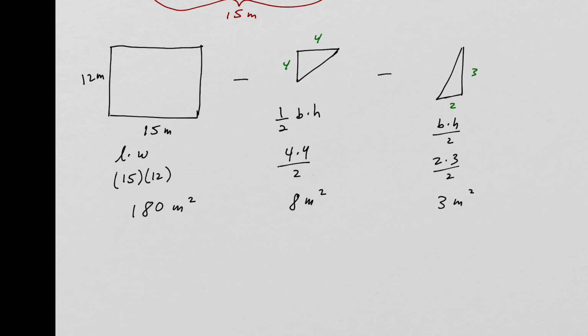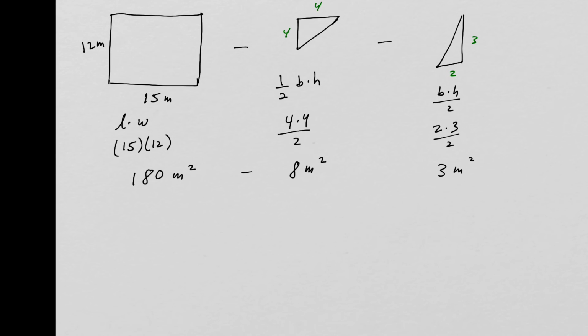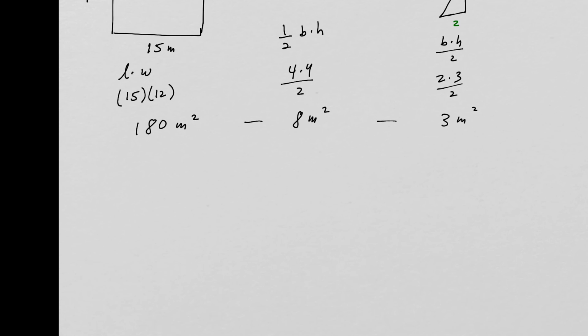So I start with 180, then I need to subtract the 8 meters squared, and then subtract the 3 meters squared. And what I have left over must be the shaded region. So 180 minus 8 minus 3. We can do this left to right. 180 minus 8 is going to be 172. And then 172 minus 3 is 169. And it has units of meters squared. So that's the area of that shaded region.